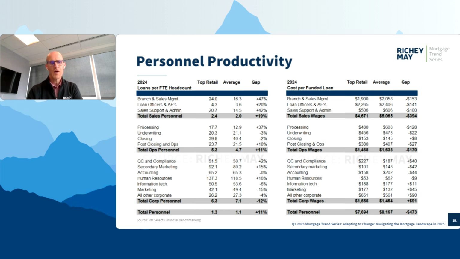And then if you go down to processing, they're much better on processing. Underwriting, they're actually a little worse. So it's not in underwriting, it's not in closing. Post-closing and ops, they're slightly better, but that's not too significant. But processing is pretty significant. They're a lot better in processing. So they're obviously deriving some efficiencies there and are able to do more loans per processor. And so that's an area that definitely should be focused on. You should be looking for ways to improve that processing throughput.